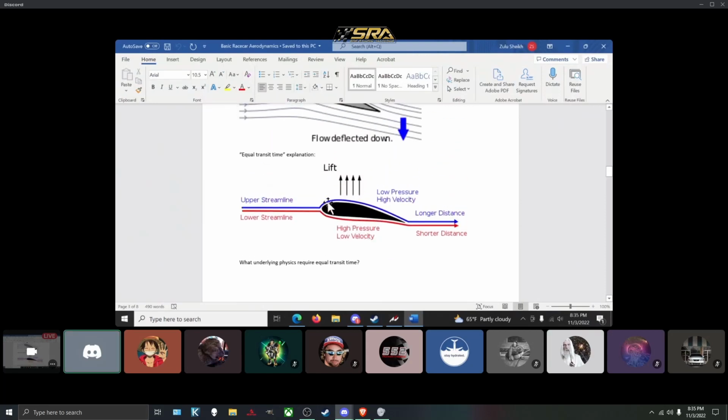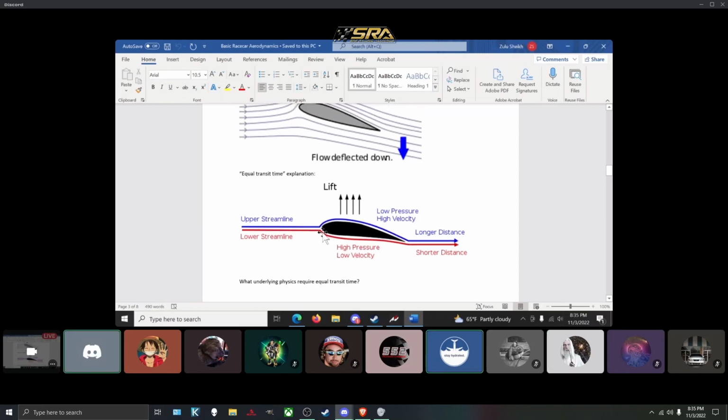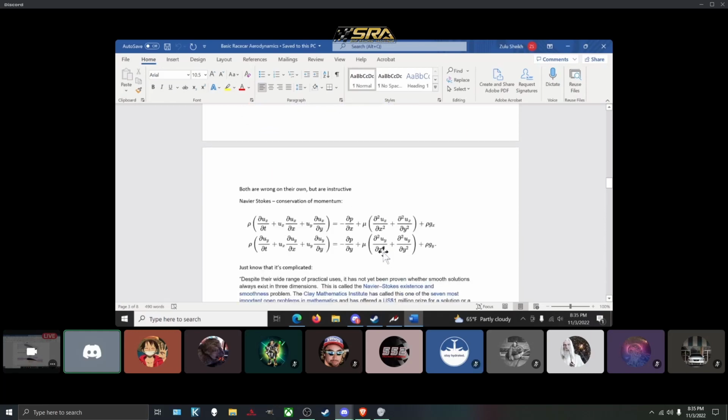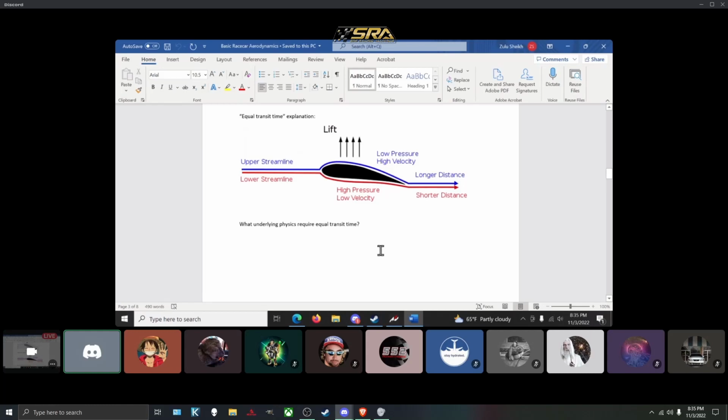So that's sort of an explanation, right? And that's why I showed this here, right? That's a simplified explanation that relies on this equal transit time explanation. But I also wanted to highlight that there's nothing forcing it to get here at the same time. But there is a longer distance that it has to travel, right? I'll explain next what is really a different way to think about it, that's closer to what's actually going on.